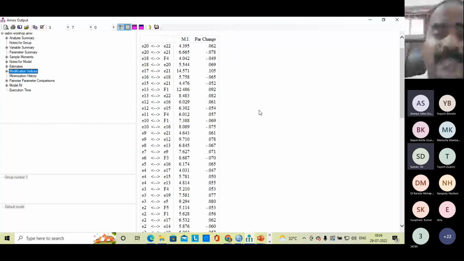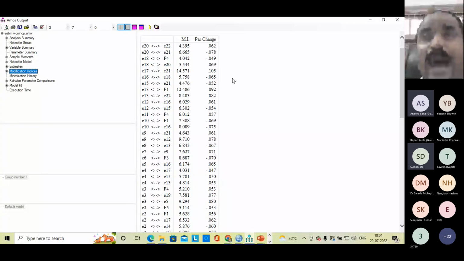What the thumb rule says is that the relationship which is giving more positive value should be covariated. So simply we will discard the negative values. These are all negative values. Look at my cursor: minus 0.078, minus 0.049, minus 0.065. We must not consider these. Those values which are giving the highest positive value, these two values we will correlate.